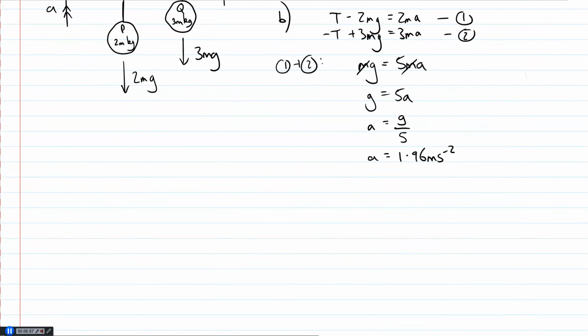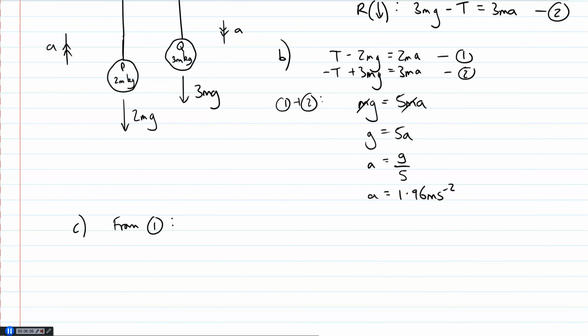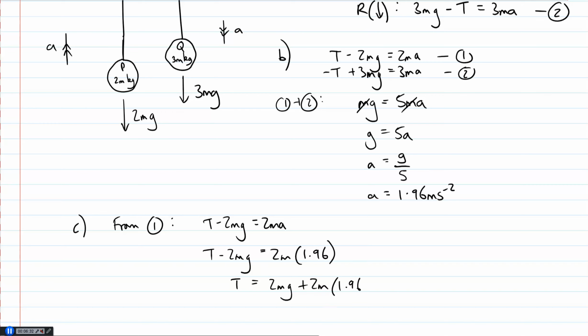So now that we've got A, we can take one of these equations. For example, equation 1: T minus 2mg equals 2ma, and we know now that A is g over 5, or 1.96. So therefore we can sub in, so T minus 2mg is 2m times A. So T will be 2mg plus 2m times 1.96. So you might be better thinking of this as g over 5 here.